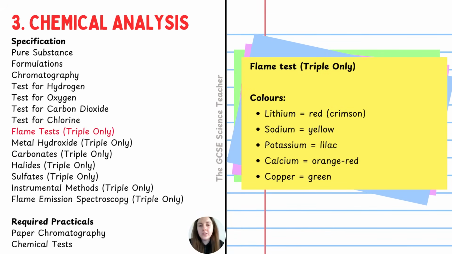Flame tests are used specifically to identify some metal ions, or cations. Lithium, sodium, potassium, calcium, and copper compounds all have very clear, distinct colors, and flame tests help us identify them. Copper compounds result in a green flame. Calcium has an orangey red flame. Lithium has a crimson reddish flame. Sodium has a yellow flame, and potassium has a lilac flame. The problem is, if you have mixed samples, it can mask the colors of those flames.